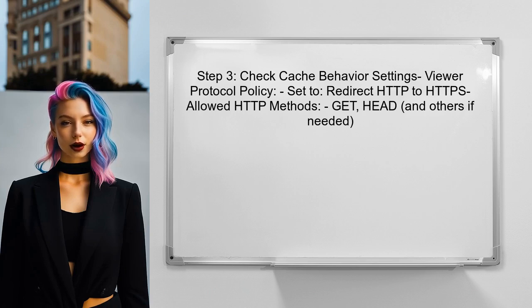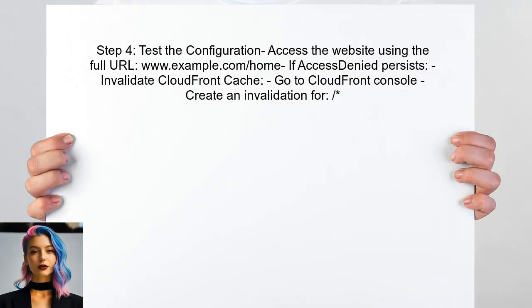Specifically, the user needs to check that the viewer protocol policy is set to redirect HTTP to HTTPS. Finally, the user should test the configuration by accessing the website using the full URL. If the access denied error persists, they may need to invalidate the CloudFront cache to ensure the latest settings are applied.